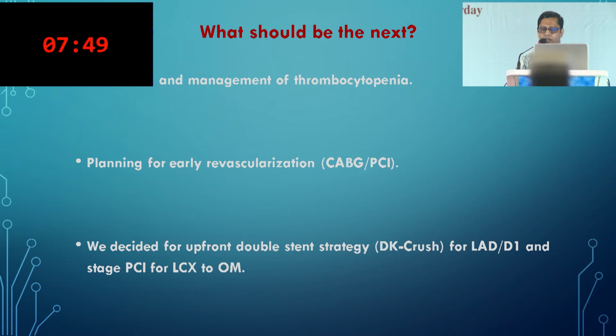And next, I talked to the cardiac surgeon as well as the patient and party, but the patient declined CABG. And then we decided for an upfront two-stent strategy, DK crush for the LAD diagonal, and then stent PCI to LCX to OM.